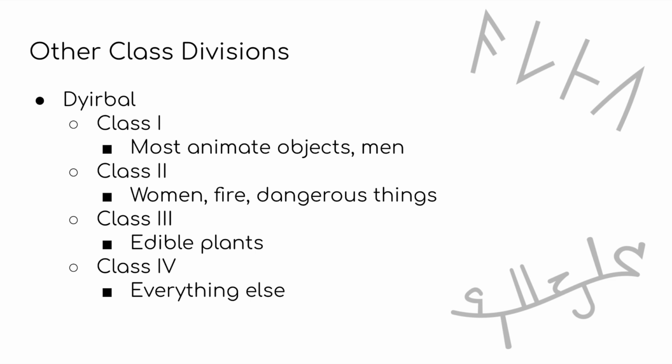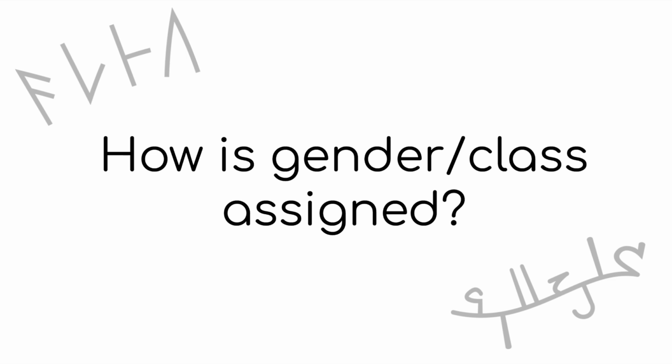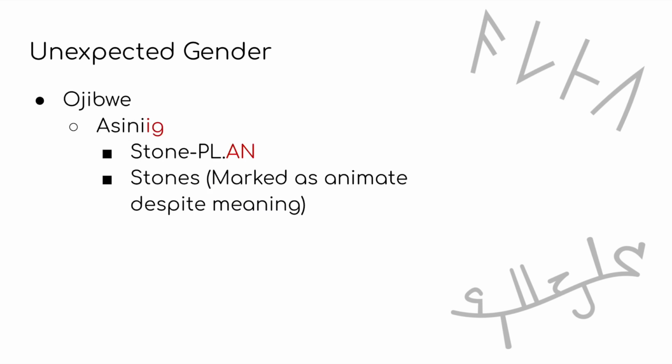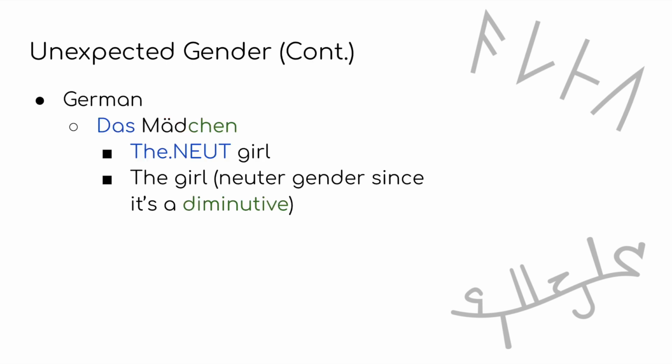Once you've got a system, though, the question is, how do you assign a gender to a given noun? In some languages, they go off semantic criteria, which makes the process rather simple, though in most languages with semantic systems, there are some nouns which don't fit into the expected gender, which in many cases can be chalked up to cultural perception of the noun. In other cases, it can be a product of etymology, like in German, where the word for girl is in the neuter rather than the feminine gender because it is a diminutive noun, and diminutive nouns in German are always neuter.